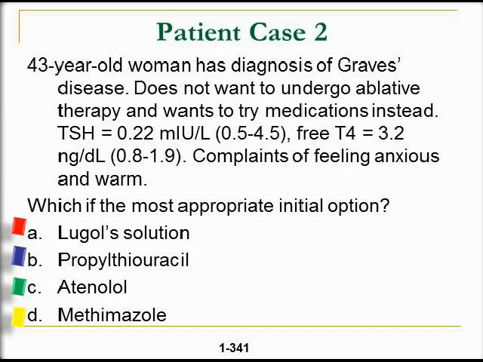Now, patient case 2, a patient with Graves' disease in this case. They do not want to undergo ablative therapy, which is usually the treatment of choice for Graves' disease. The TSH is quite low, the free T4 is quite high, and they complain of feeling warm and anxious all the time. What is the most appropriate initial treatment for this patient? Is it Lugol's, PTU or propylthiouracil, a beta blocker such as atenolol, or methimazole?